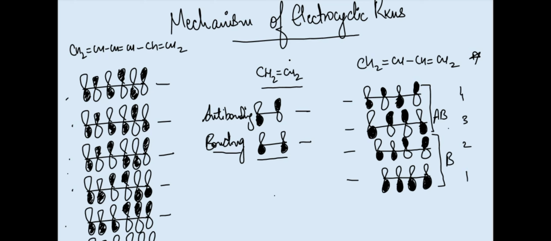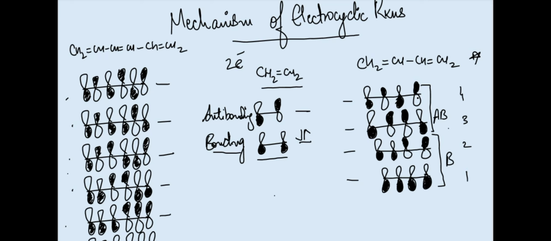Now if we have to fill these molecular orbitals, there are two pi electrons. These two pi electrons will be filled in the most stable, lowest energy molecular orbital, which is this molecular orbital. And the anti-bonding molecular orbital will remain empty.